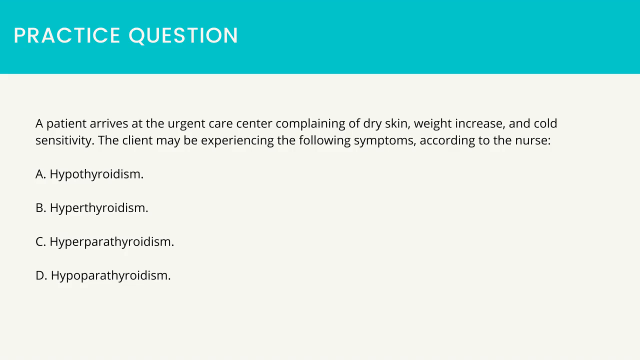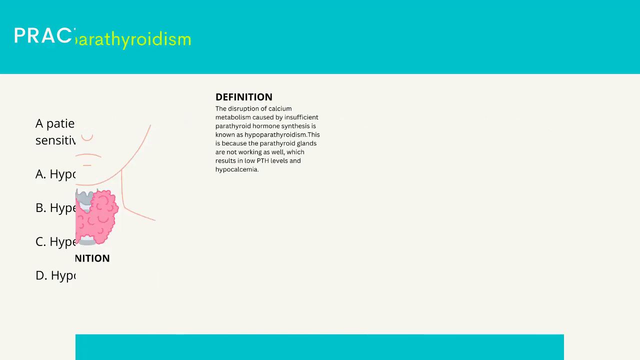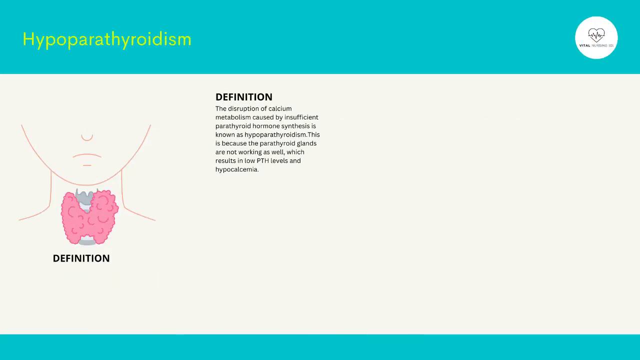Now let's begin by first learning what is hypoparathyroidism. The disruption of calcium metabolism caused by insufficient parathyroid hormone synthesis is known as hypoparathyroidism. This is because the parathyroid glands are not working as well, which results in low PTH levels and hypocalcemia.